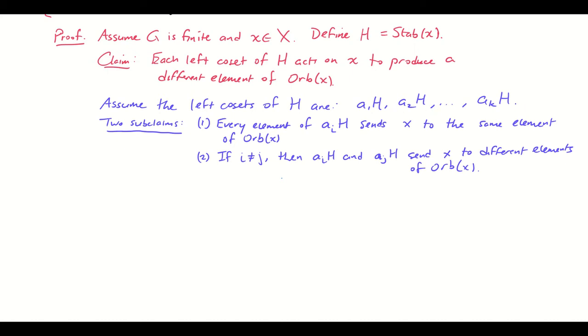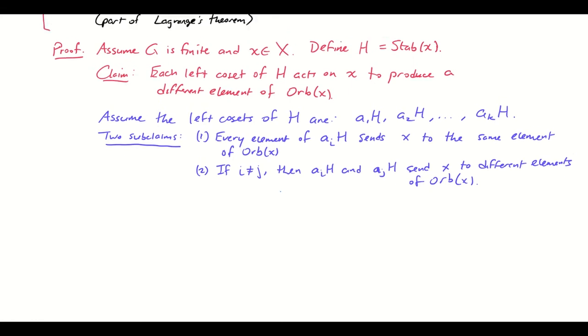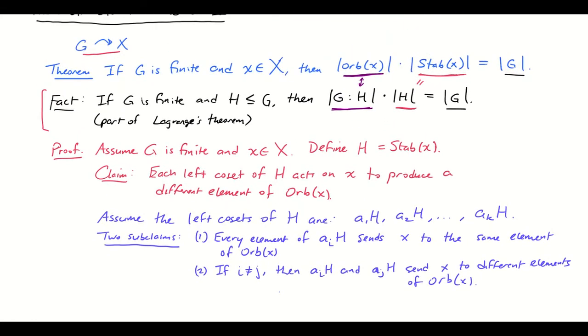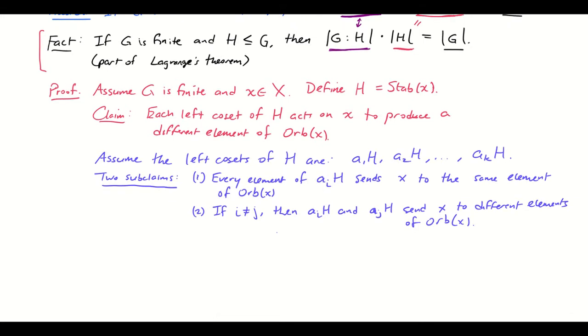So if I want to count elements in the orbit of x, all that I really need to do is count cosets. That's why we have this situation where I can map the objects in this equation, which we have proven, to the objects in this equation, which we want to prove. So again, we're saying that h is the stabilizer of x. Of course, the order of g is just the order of g. We're going to prove that the number of left cosets of h is the same as the number of elements in the orbit of x. All right, so that's the claim.